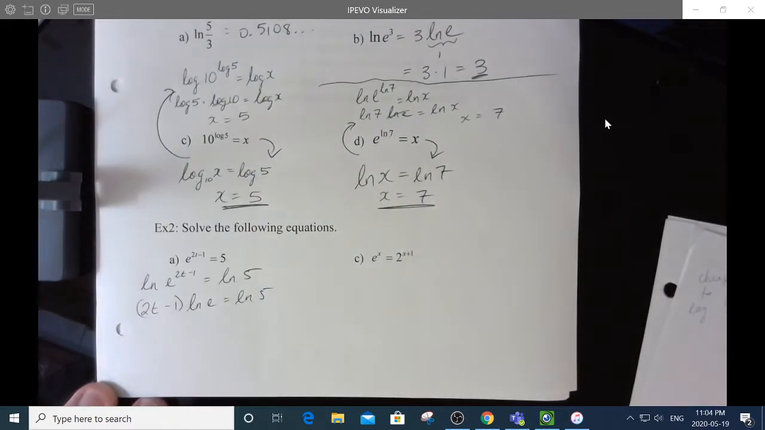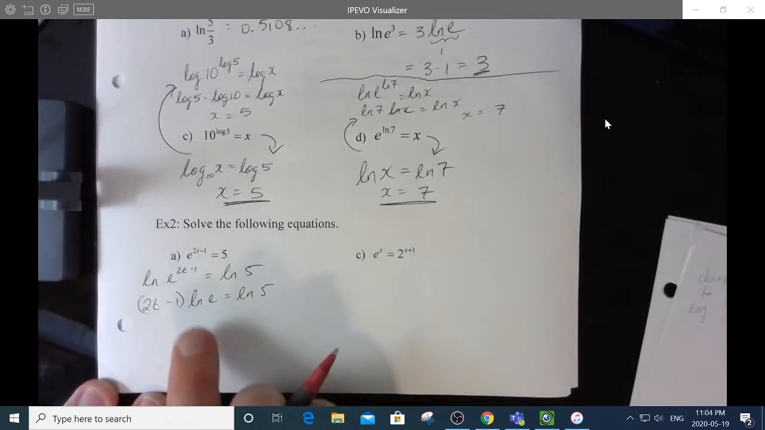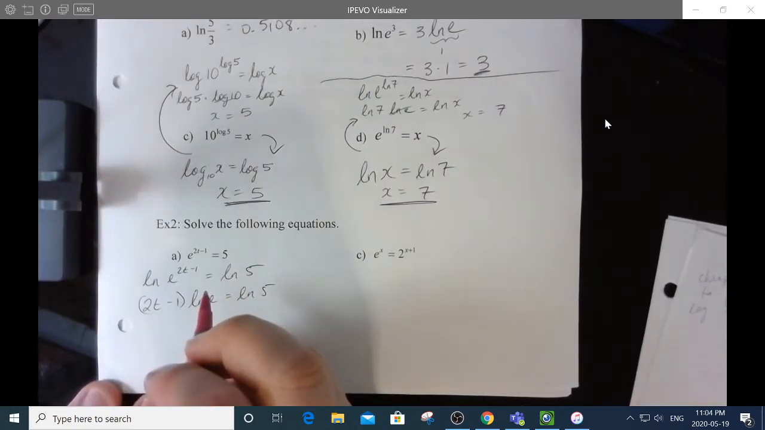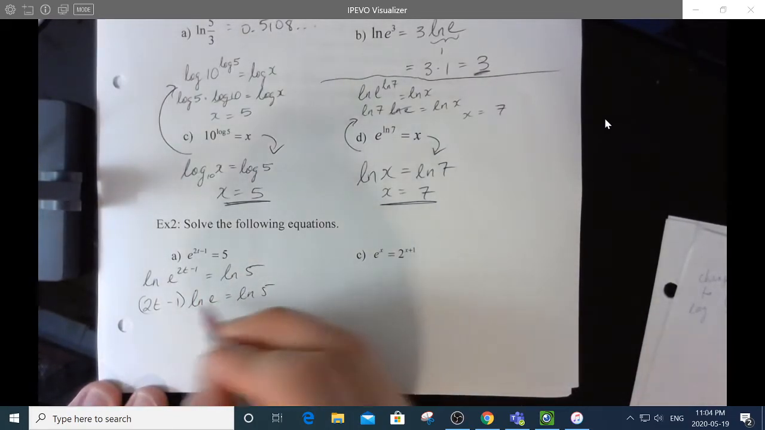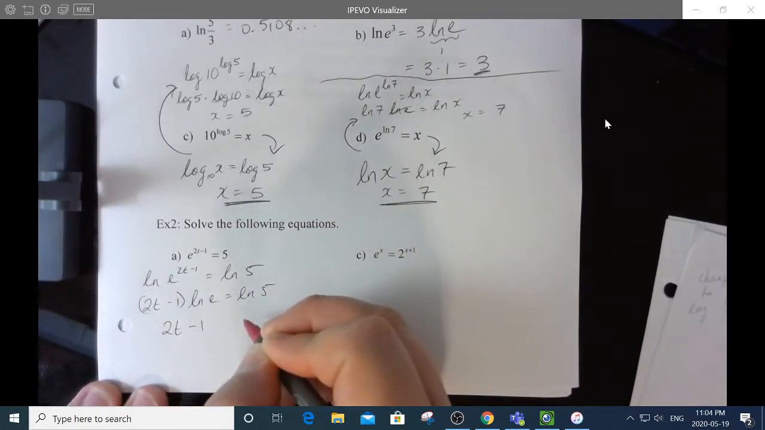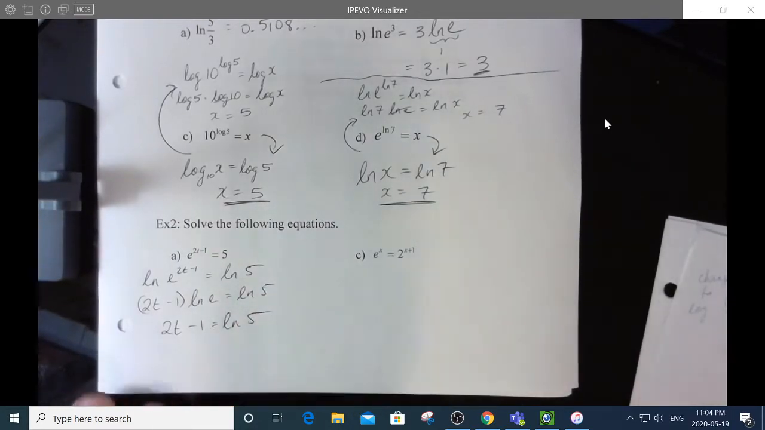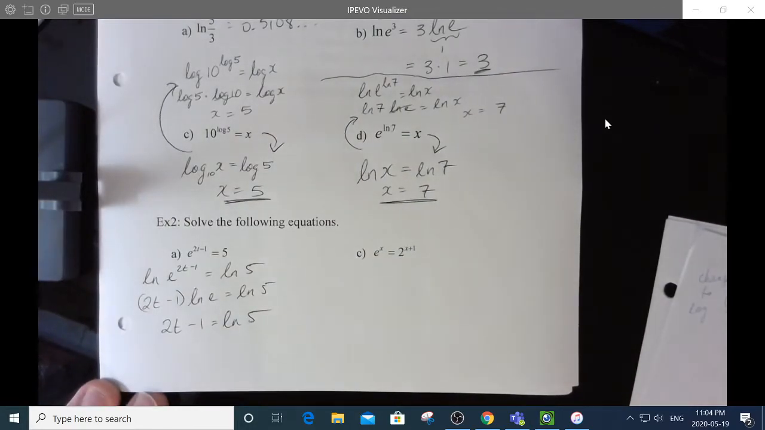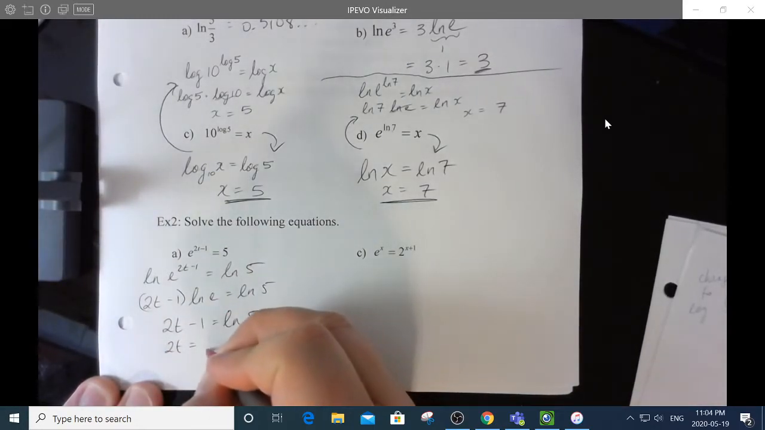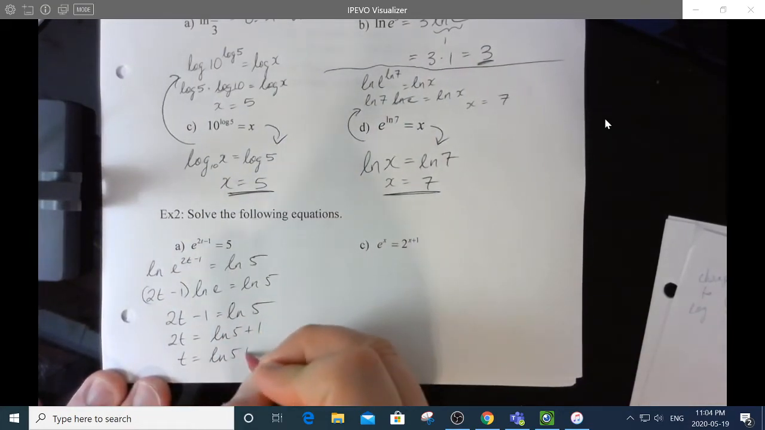And then, from there, I have the ln of e, which is, of course, 1. So that's 2t minus 1 is equal to the ln of 5. Okay, and then from there, I'm going to say that 2t is equal to the ln of 5 plus 1. And t then is going to equal the ln of 5 plus 1, over 2.